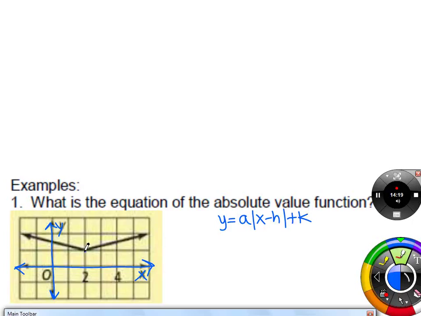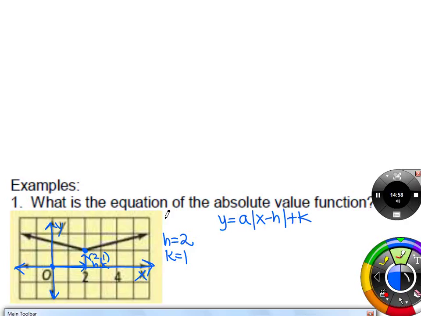Here is your vertex point right here. Remember, the parent function had a vertex point at 0, 0. Okay. So this graph has been shifted 2 to the right, and then up 1 to get our new vertex that's here at 2, 1. And remember, H is controlling the x coordinate, or is what we shifted horizontally, and K is controlling the y coordinate, or is what we shifted vertically. So I know from this vertex point that my H value should be +2, and my K value should be +1.